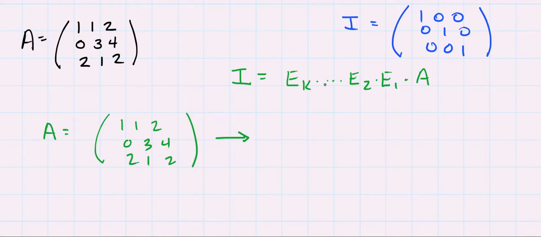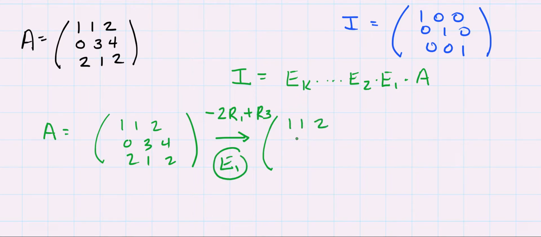And what is my first step? Now you can do this however you want as long as you get to the identity matrix. But what I'm going to do is get rid of this 2. So that means I need to take negative 2 times row 1 and add it to row 3. And this is going to be my first elementary matrix. I'm going to write this on the top. So this is negative 2, negative 2, negative 4. And I'll get 0, negative 1, negative 2.